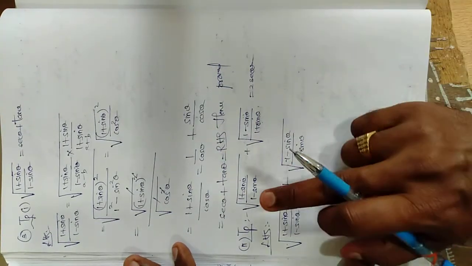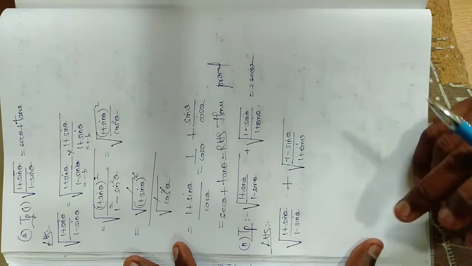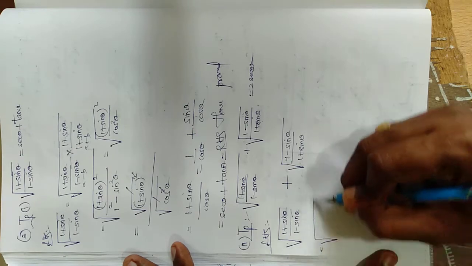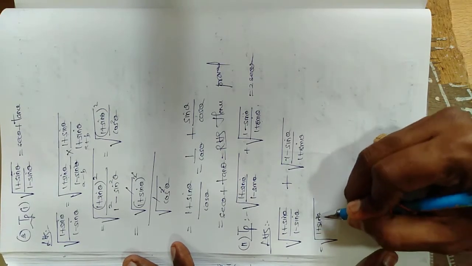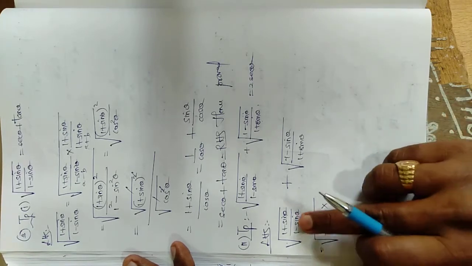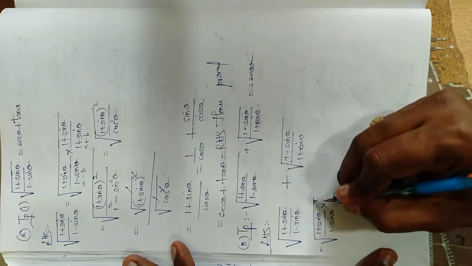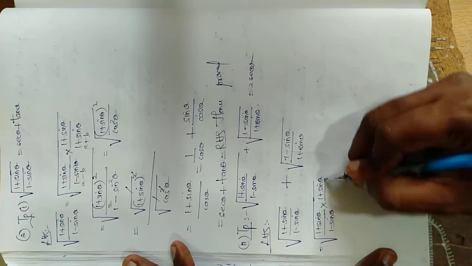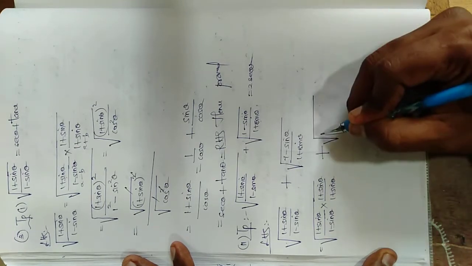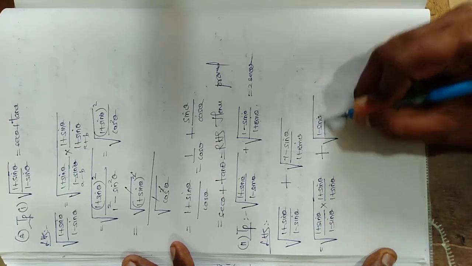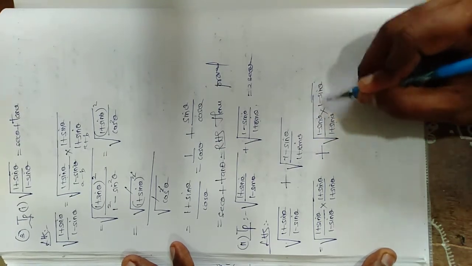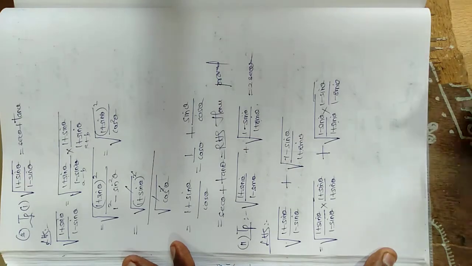Third sum, second subdivision. They have given another root equal to secant theta. The same procedure you followed in the first subdivision, the conjugate: square root of (1 plus sin theta) divided by (1 minus sin theta), and since there is a minus, I need to take the conjugate separately. So 1 plus sin theta divided by 1 plus sin theta, and after finishing, put plus square root of (1 minus sin theta) divided by (1 plus sin theta), conjugate for this one: 1 minus sin theta divided by 1 minus sin theta.